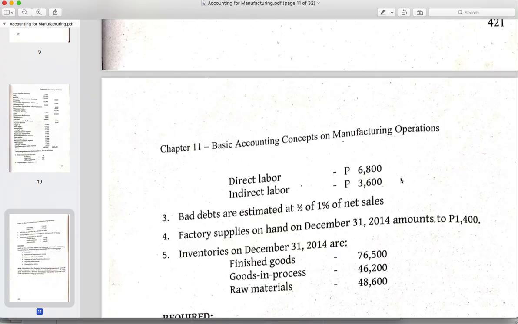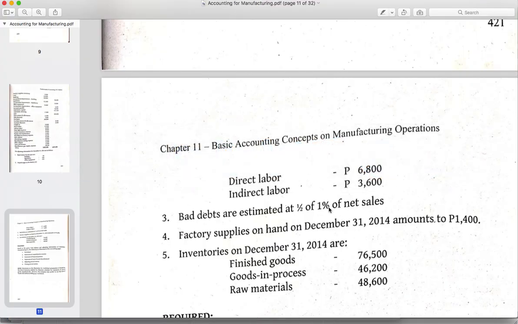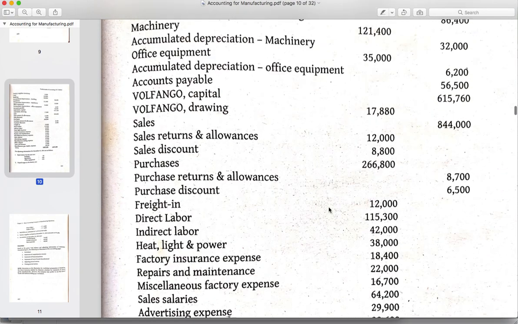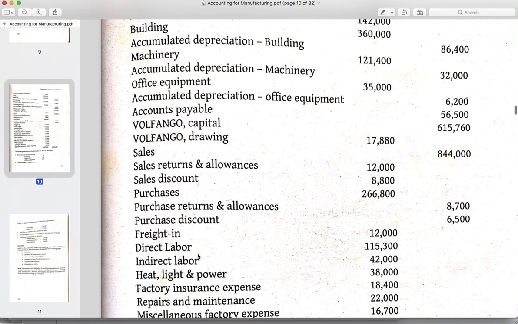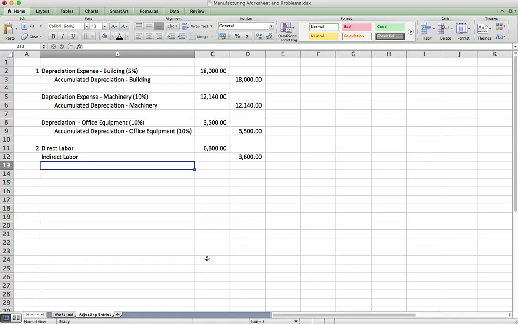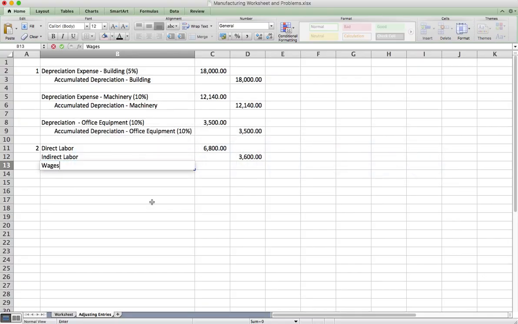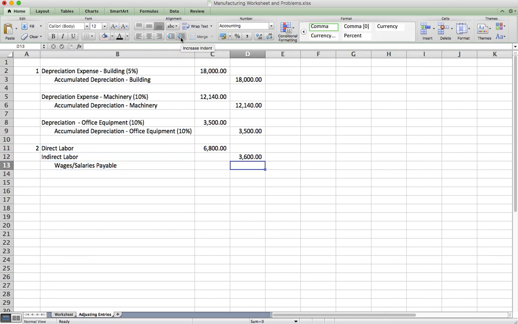Okay. And then next, wages payable or salaries payable. Meron ba siyang payable account? Wala. So, lagyan na lang natin wages or salaries payable, kasi meron dito eh. Kasi, accrued expense ito. Why? Because hindi pa daw nababayaran. Diba sabi, unpaid direct labor or indirect labor. Ay, bakit nasa credit? Debit po pala ito.